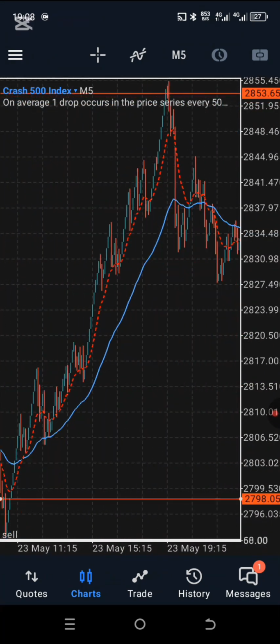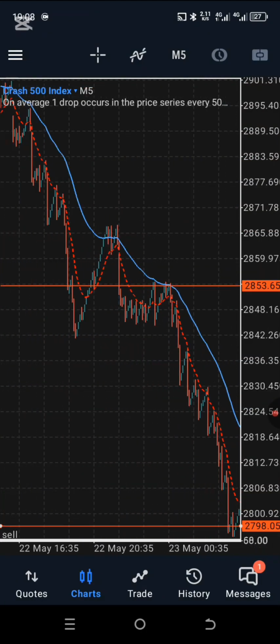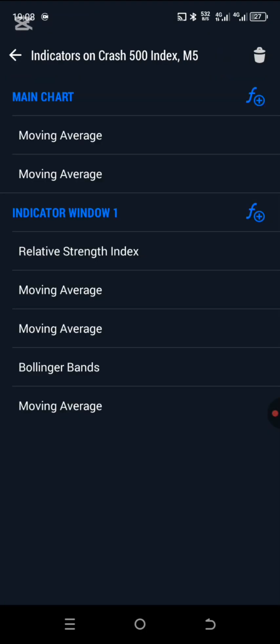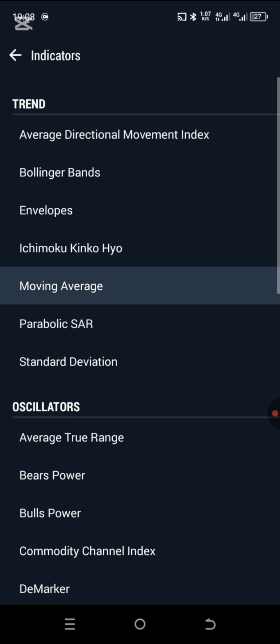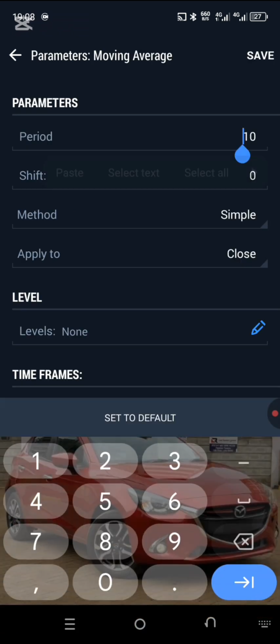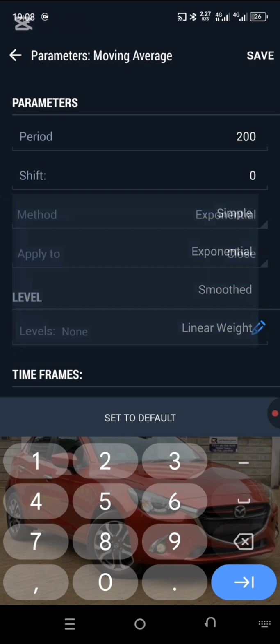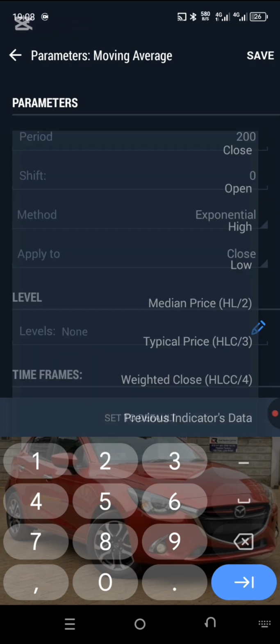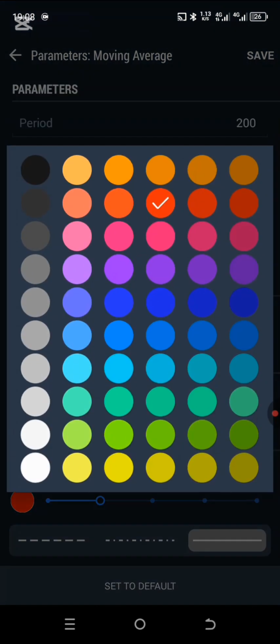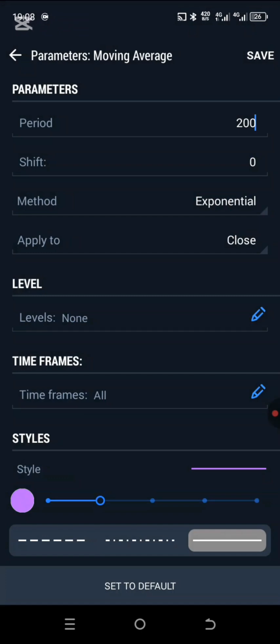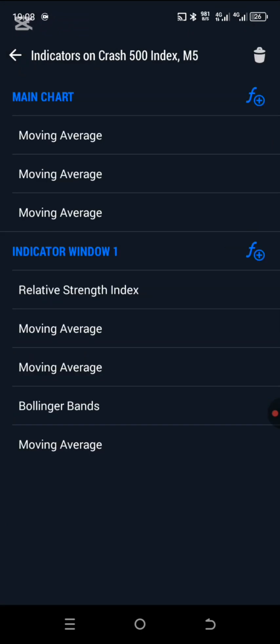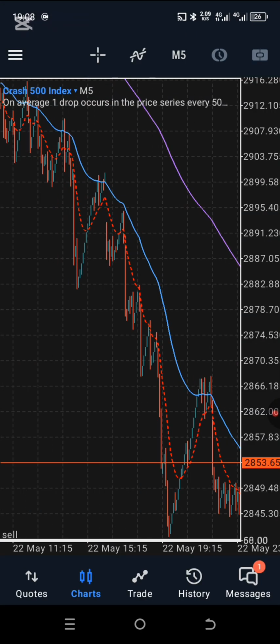So right now, for checking the trend, I want us to insert our 200 moving average. Put back the 200 moving average over here. Apply exponential, apply to close, and I want to make it purple. I'm just used to seeing my 200 moving average as purple. So that's the 200 moving average.